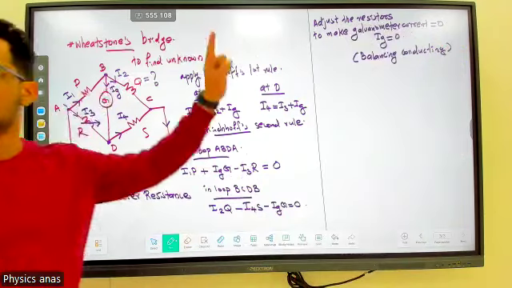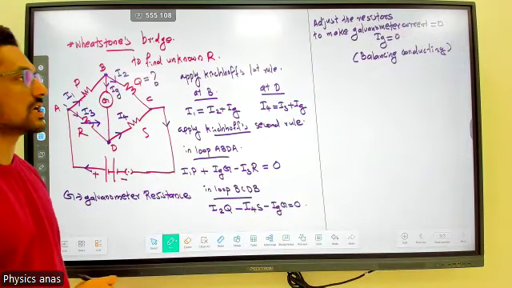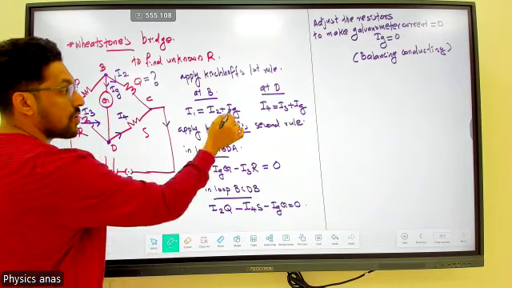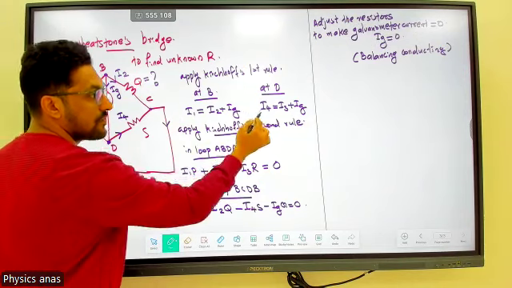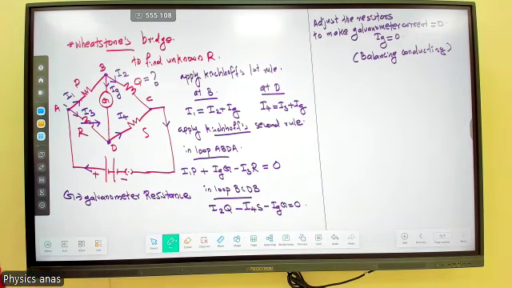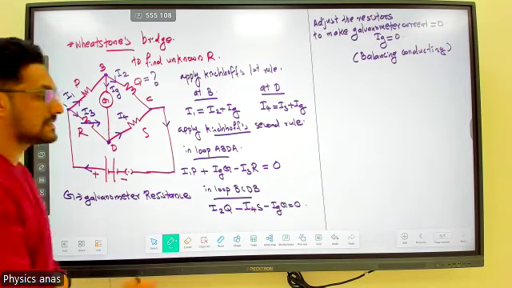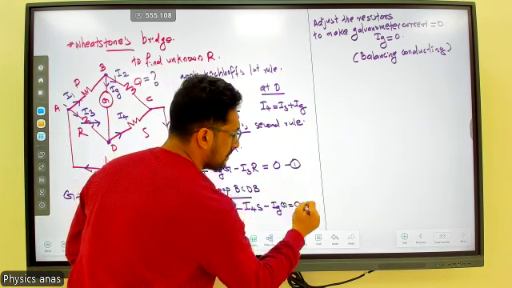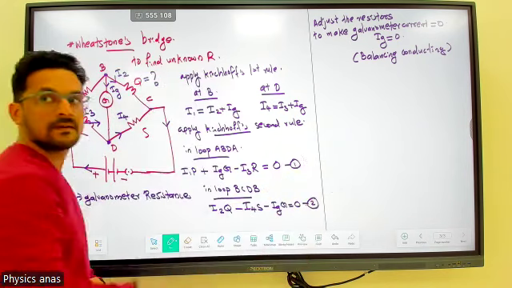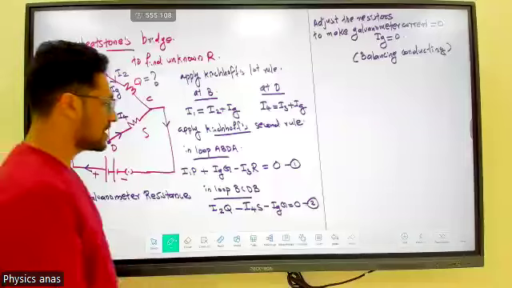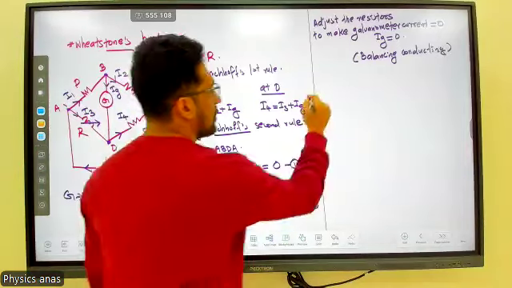The bridge is balanced. Balancing condition. Now, if Ig is 0, I1 is equal to I2, and I4 is equal to I3. If Ig is 0, this is my first equation, this is my second equation. From the first and second equation, Ig is gone.